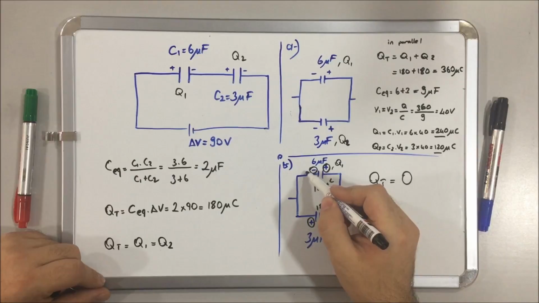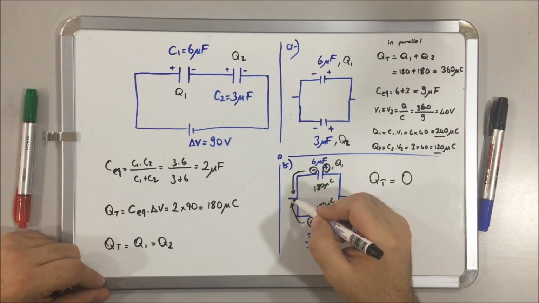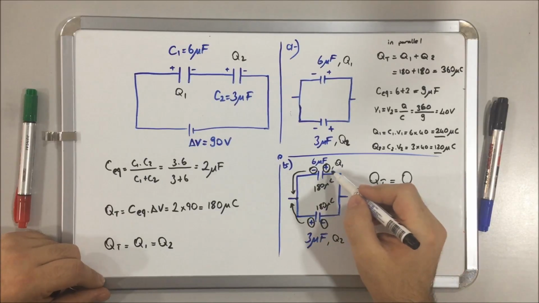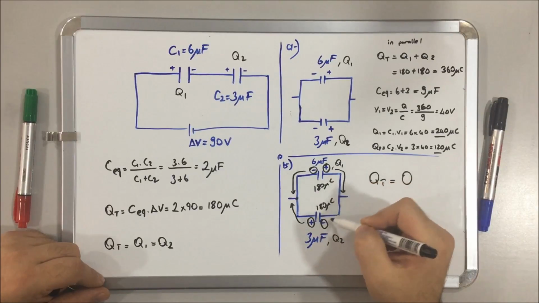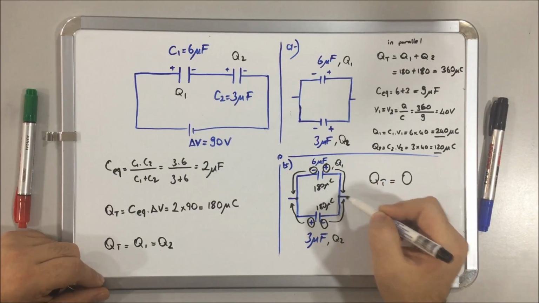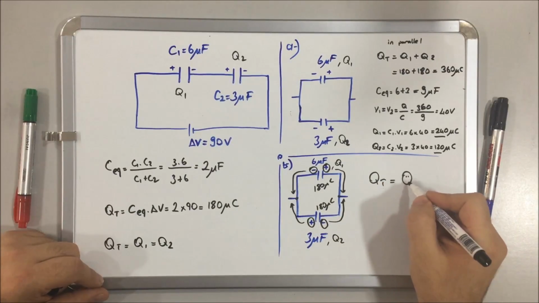Why? This charge and this charge, when they meet here, when they are moving to here, at that point they will cancel each other because they are positive and negative. And when this one moves to here and this one moves to here, also at that point these will cancel each other. So total charge will be 0.